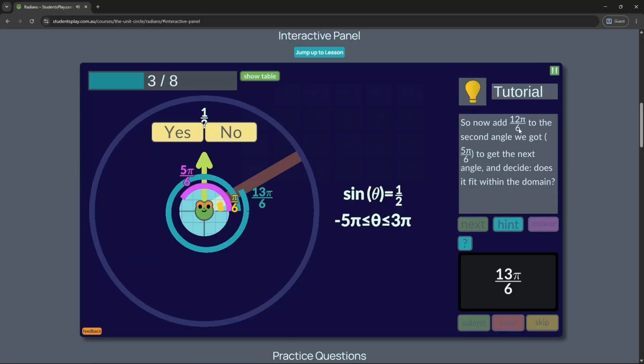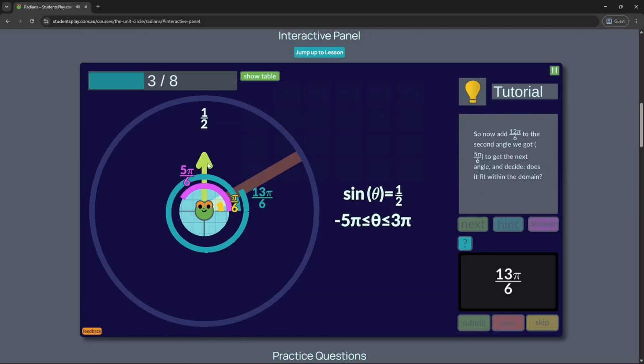So now add 12 pi on 6 to the second angle we got, which was 5 pi on 6, to get the next angle, and decide, does that fit within the domain? Right, well, we've got 5 pi on 6, we're adding 2 pi, which is 12 pi on 6. 12 plus 5 is 17, so 17 pi on 6 would work. But does it fit in the domain? Well, if we change 3 to be over 6, it'd be 18 over 6, and the 17 is less than the 18, so yeah, it does fit.